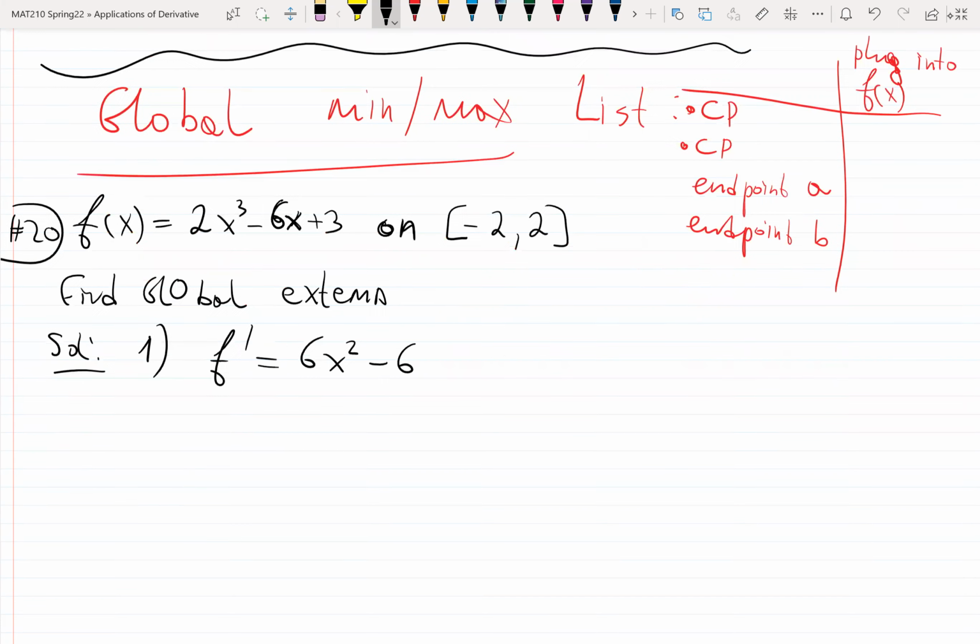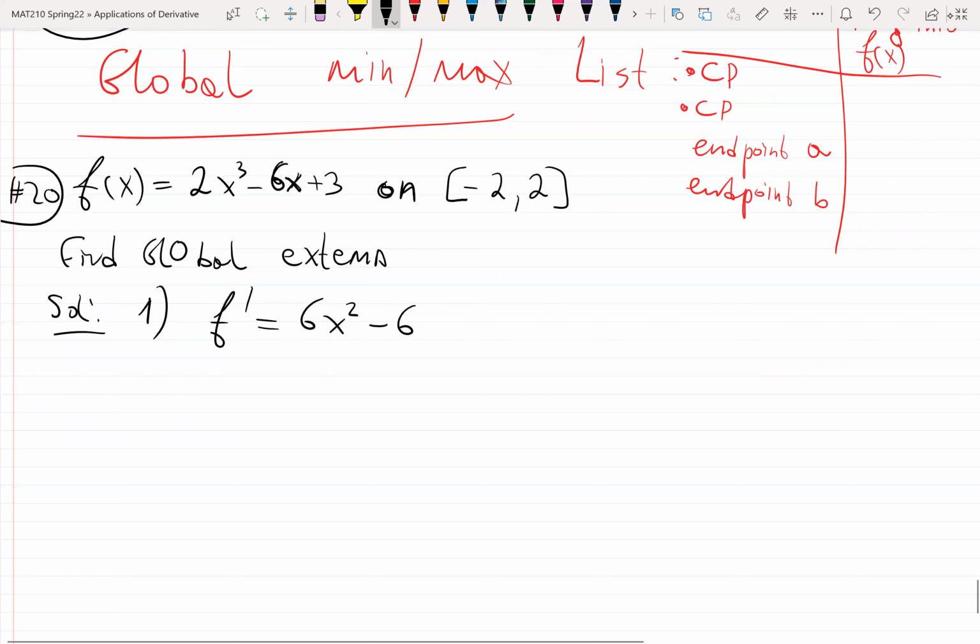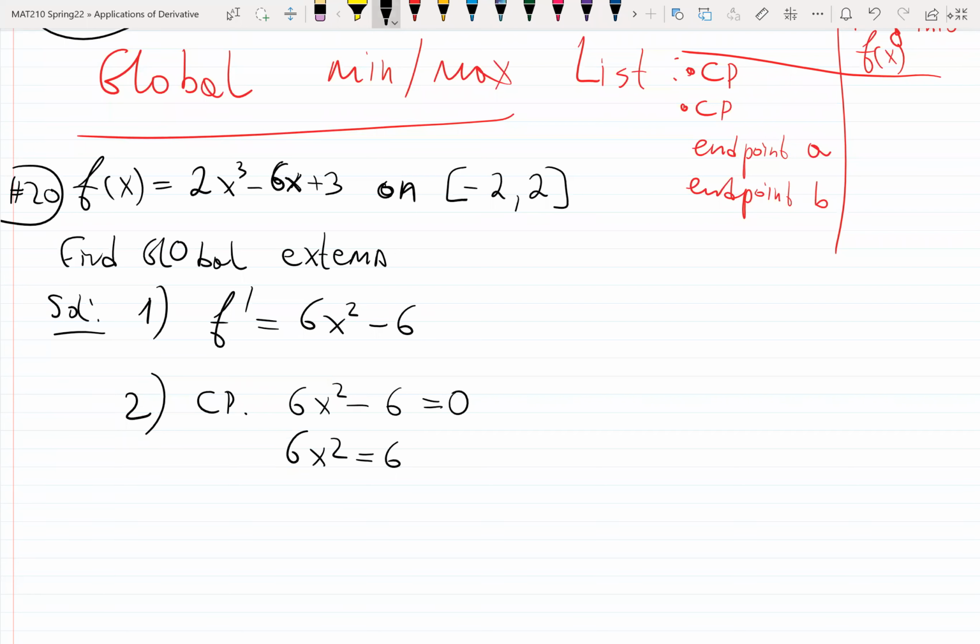Boom, done. Step 2, find critical points. Where is your derivative 0? And where is it undefined? Well, a quadratic function can't be undefined, so that is easy in this case. 6x squared minus 6 equals 0. 6x squared equals 6. x squared equals 1. x is plus or minus 1. Please don't forget, when you lose a negative solution, some panda is crying in the world. Don't make panda cry. It's very important.